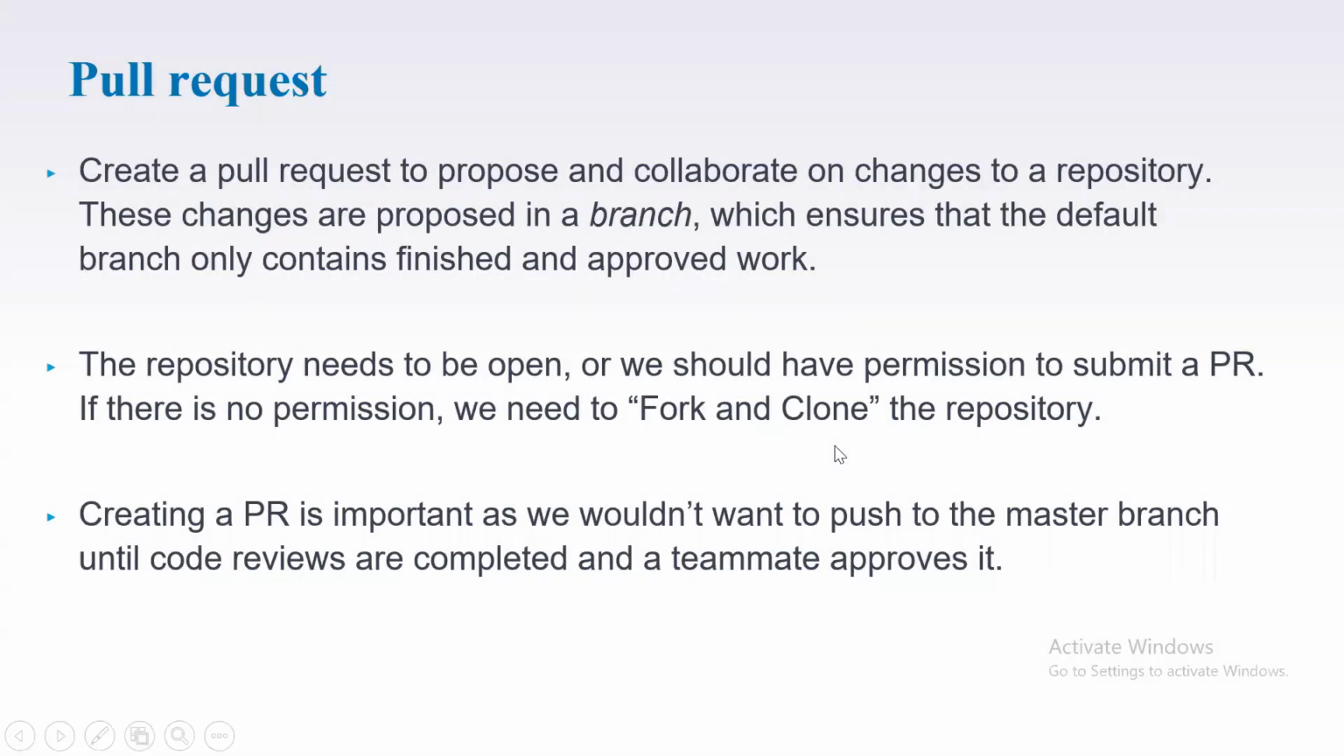Like I said, a pull request is used to propose and collaborate on changes to a repository. These changes are proposed in a branch, which ensures that the default branch only contains finished and approved work. Whenever you're suggesting a new change, instead of making it on the main branch itself, you can create a parallel branch, like a development branch, add your changes, and then submit these changes to the repository to which you want to contribute.